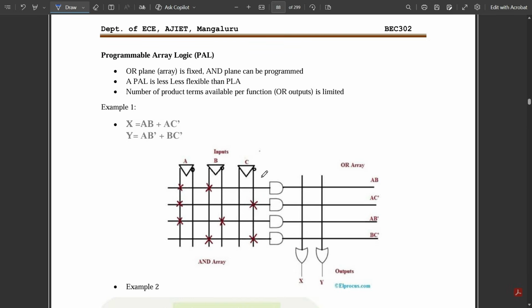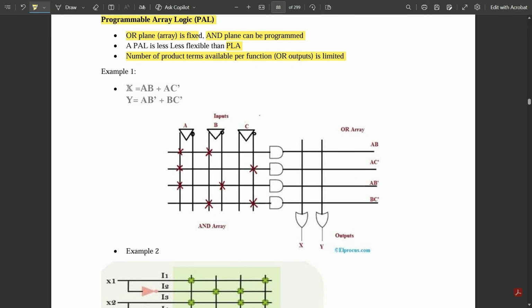Now let's get to programmable array logic, that is PAL. Here, what do you mean by PAL? You see here, in PAL, the OR plane array is fixed and the AND plane can be programmed. Okay, here the OR plane array is always fixed, only the AND plane is programmed. A PAL is less flexible than a PLA. The number of product terms available per function, that is per OR output, is limited. Okay, the product terms are limited in the case of programmable array logic. So here this is one example for programmable array logic.